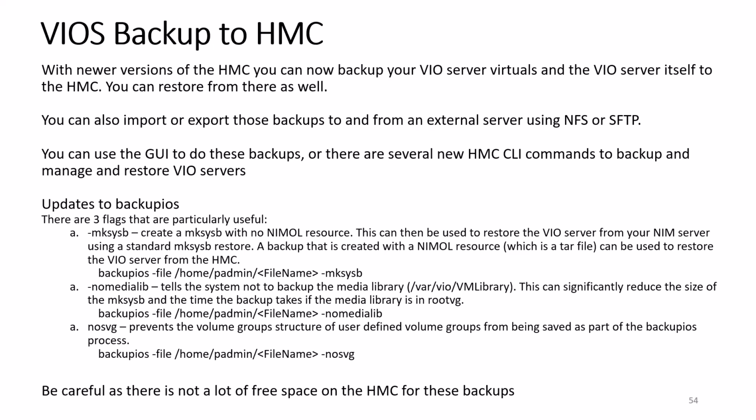You can also create a backup that has what's called a NIMOL resource, which is a tar file, and that's used to restore the VIOS server from the HMC. The -nomedialib flag tells the system not to back up the media library. That's important if you actually have your media library in root VG. I normally do not have it in root VG because it makes my root VG image really, really big.